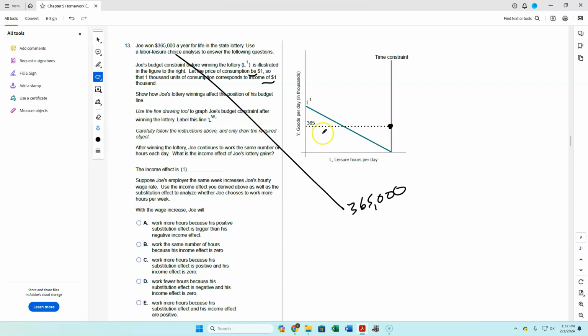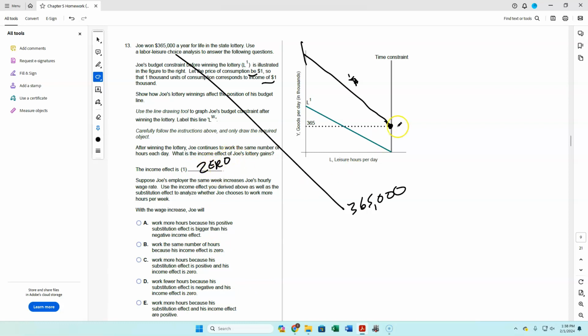is it would start things here at the 365 point, right? Because he could do no work and just rest all the time. Or presumably he would have some combination where the slope of this is 1-to-1. The same slope as this. So these lines should be parallel. So with that being the case, what is the income effect of the lottery games? Well, in this case, it's going to be zero.